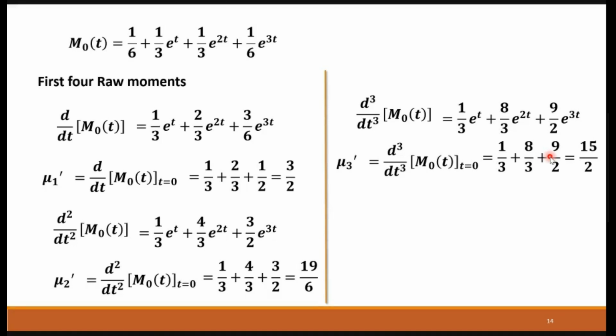15/3 किसका है? Next का है कि 15/2. Okay, mu3 dash is 15/2. Now calculate the last, that is mu4 dash, or d raised to 4 upon dt raised to 4 of M0 of t. 115/6. Okay.